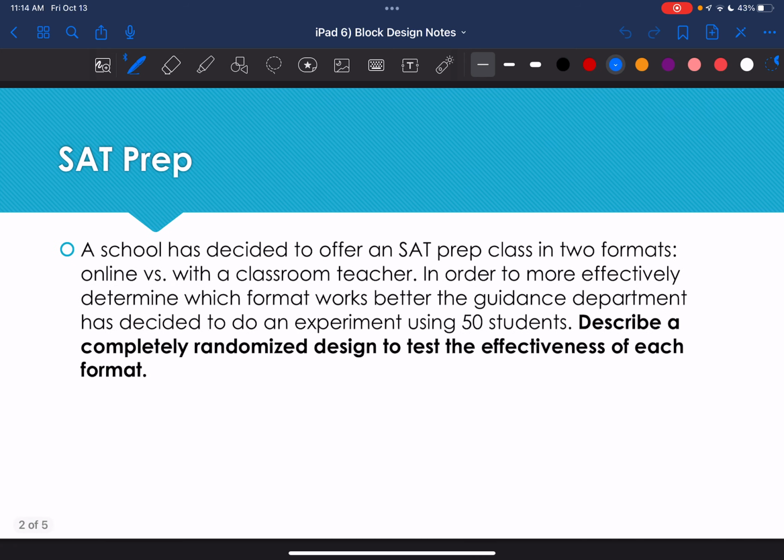A school has decided to offer an SAT prep class in two formats, online versus with a classroom teacher. In order to more effectively determine which format works better, the guidance department has decided to do an experiment using 50 students. I'm going to skip describing the random assignment, but know that you do need to label the students 1 through 50, select 25 of them, etc. But that's not the point of today's lesson, so I'm going to just go ahead and do the design.